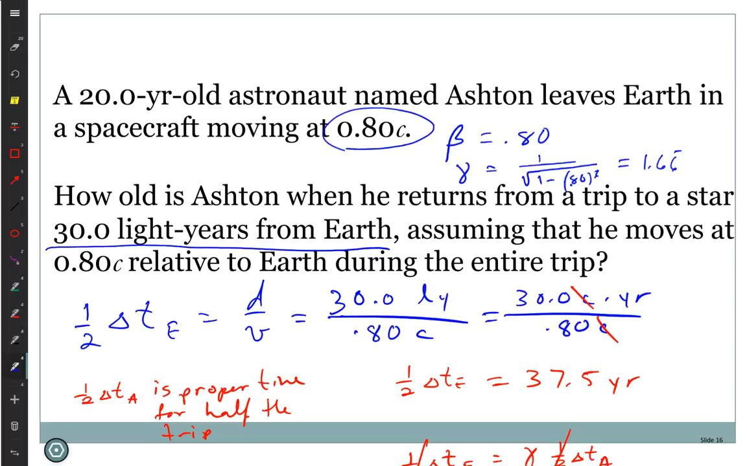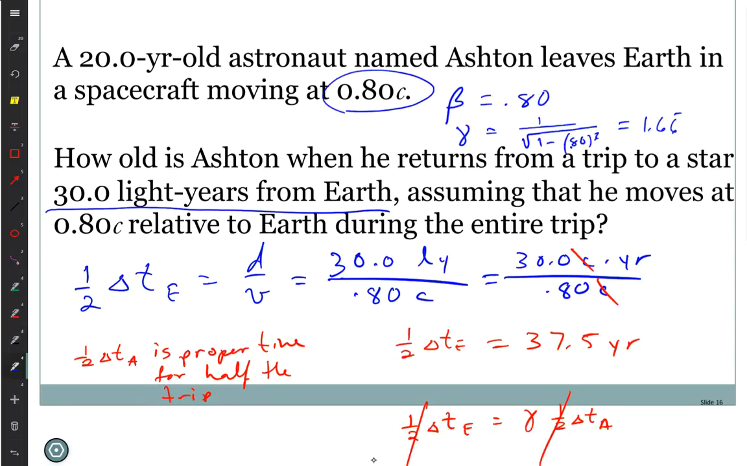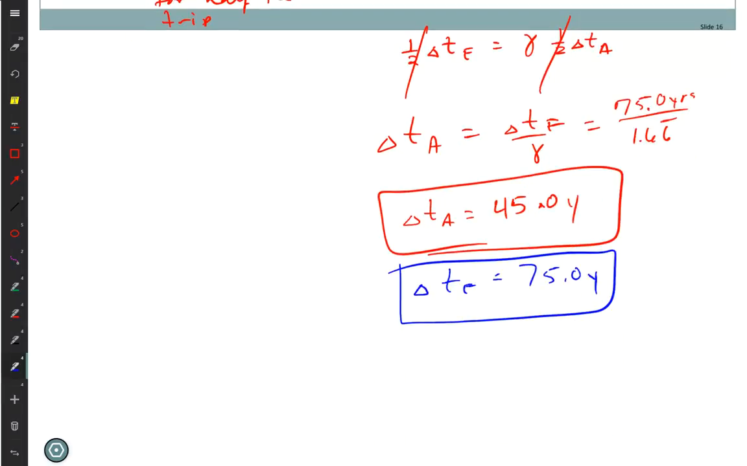So that means the person on Earth is the one that has the correct answer. So the person on Earth says what we calculated here, that the person on Earth ages 75 years. So if you start at 20 years, they're now 95 years old. The person on the spacecraft only ages 45 years, they're now 65. Significant difference. And so where's the variation?